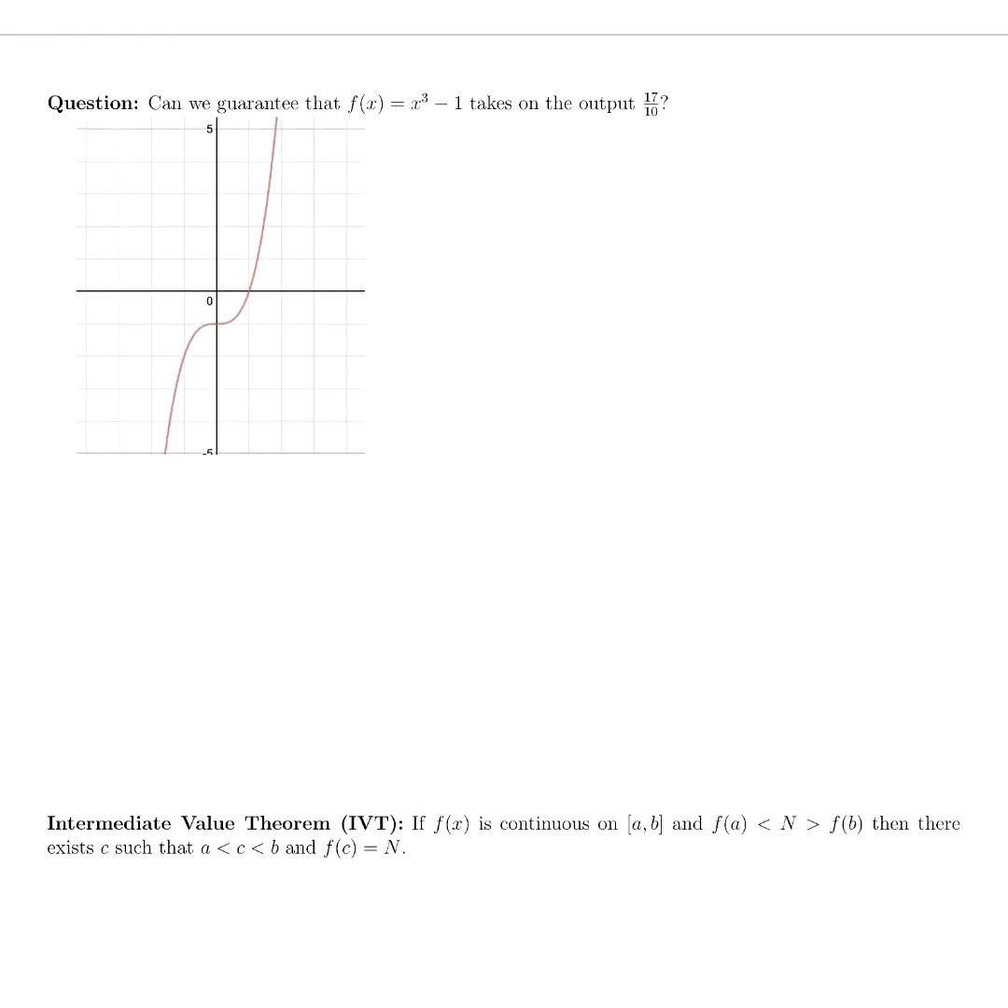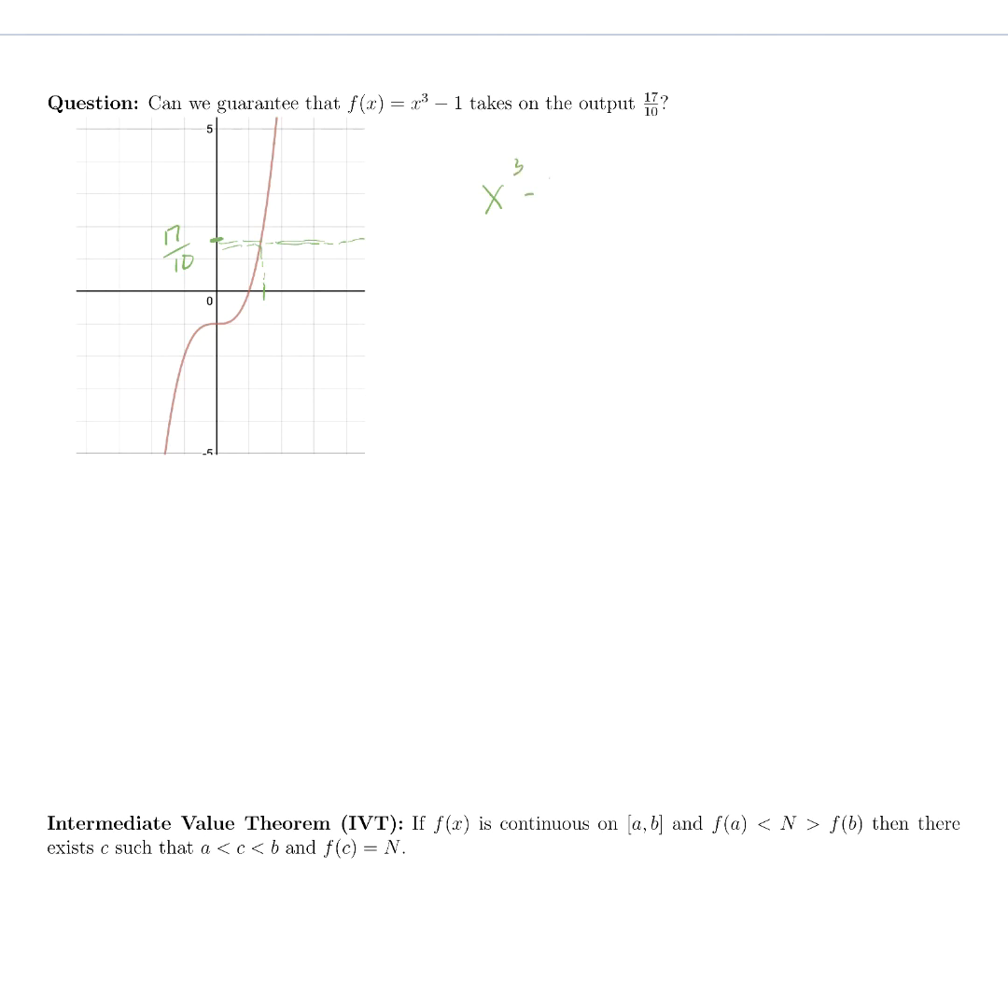So here's a question. Here's a graph of the function x cubed minus 1. And I want to know if we can guarantee that it takes on the output 17 divided by 10. Okay, 17/10, that's 1 and 7/10. So I guess that's somewhere maybe right around here. And if we just look at the picture, which this one's easy to graph, we could see that somewhere, yes, it does take on that output of 17/10.